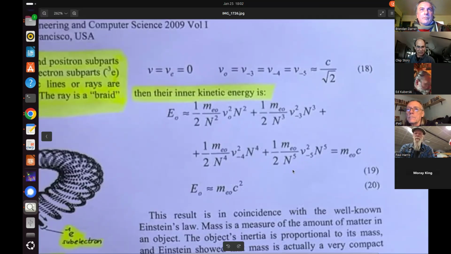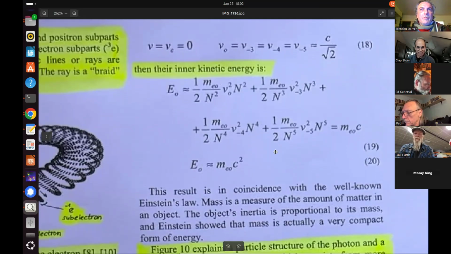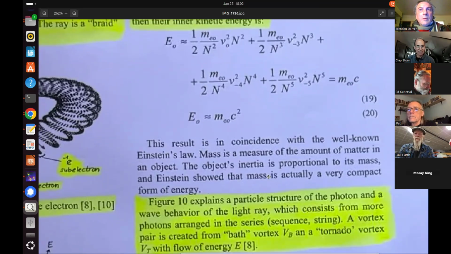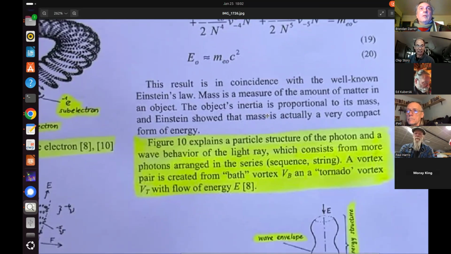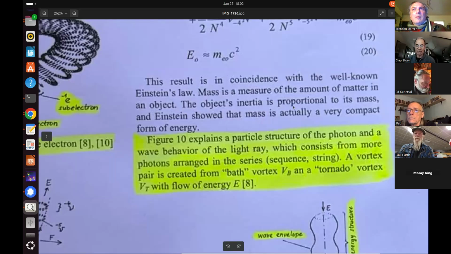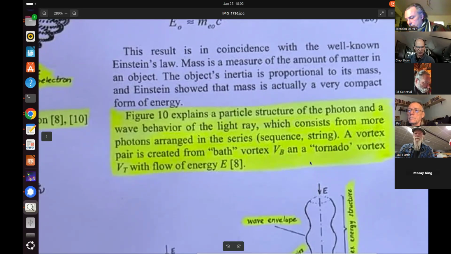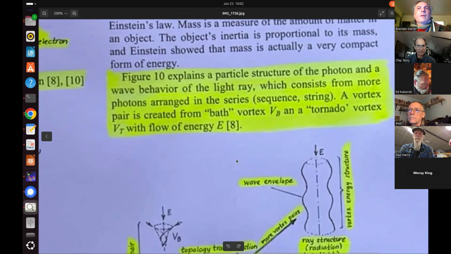Okay, so some inter-kinetic energy descriptors in an equation. E equals mc squared at the bottom. Imagine that. This result is in coincidence with the well-known Einstein law. Mass is a measure of the amount of matter in an object. The object's inertia is proportional to its mass. And Einstein showed that mass is actually a very compact form of energy. Frozen energy.